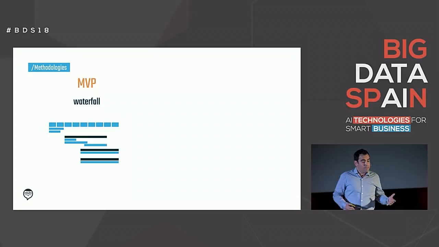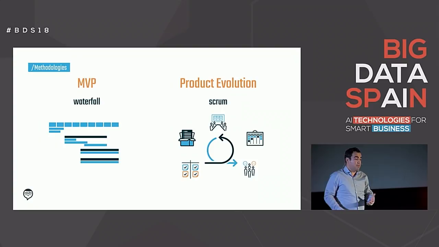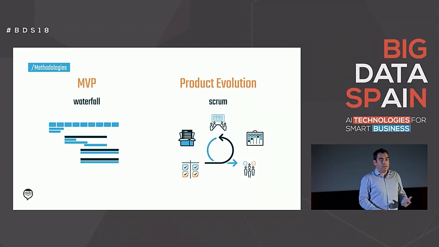But go to an MVP with a waterfall, set up a date, set up a budget, set up a time, and that will be easy for a financial institution to adopt instead of trying to go to an agile methodology straight away. But as soon as you have that, move to Scrum for product evolution. And have your own Scrum team and go to agile methodologies for the continuous development.